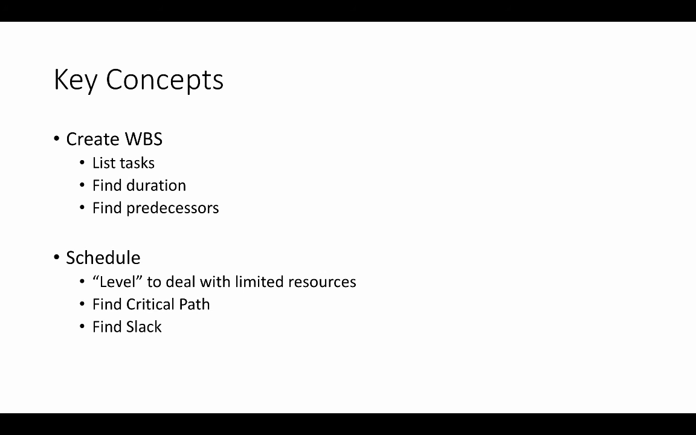The last critical concepts are critical path and slack. Critical path are the steps that cannot be delayed at all if your project is going to finish on time. Slack is sort of like the reverse. Slack says this project can be delayed and the project will still come out on time.